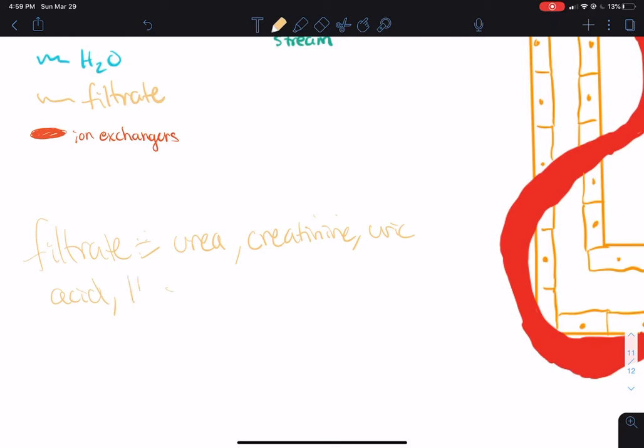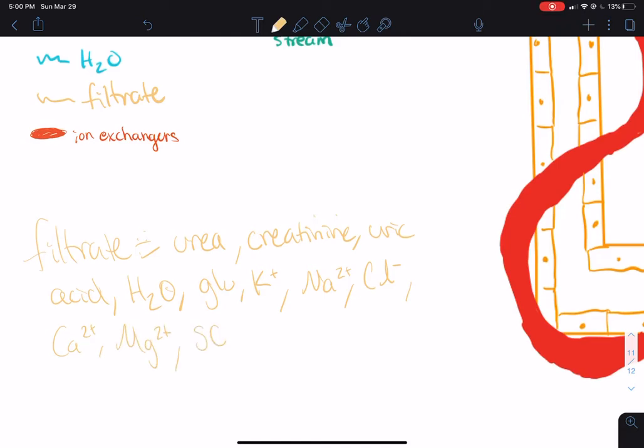Then we're going to have a lot of water, which we'll probably want to reabsorb. We'll have glucose, which we definitely want to reabsorb. We'll have potassium, which will somewhat reabsorb. We'll have sodium, which will definitely reabsorb. We have chlorine, which will exchange for some ions, but will reabsorb primarily. We have calcium, which will reabsorb. We have magnesium, which we don't really talk about, but I'm just adding that in here.